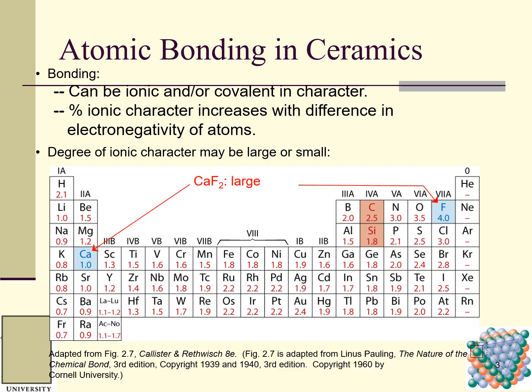So here is an example, CaF2. This is calcium, Ca, and F2, and the difference is huge. And silicon carbide is small. For silicon carbide, you can see this is silicon and this is carbon, and the difference is very small.